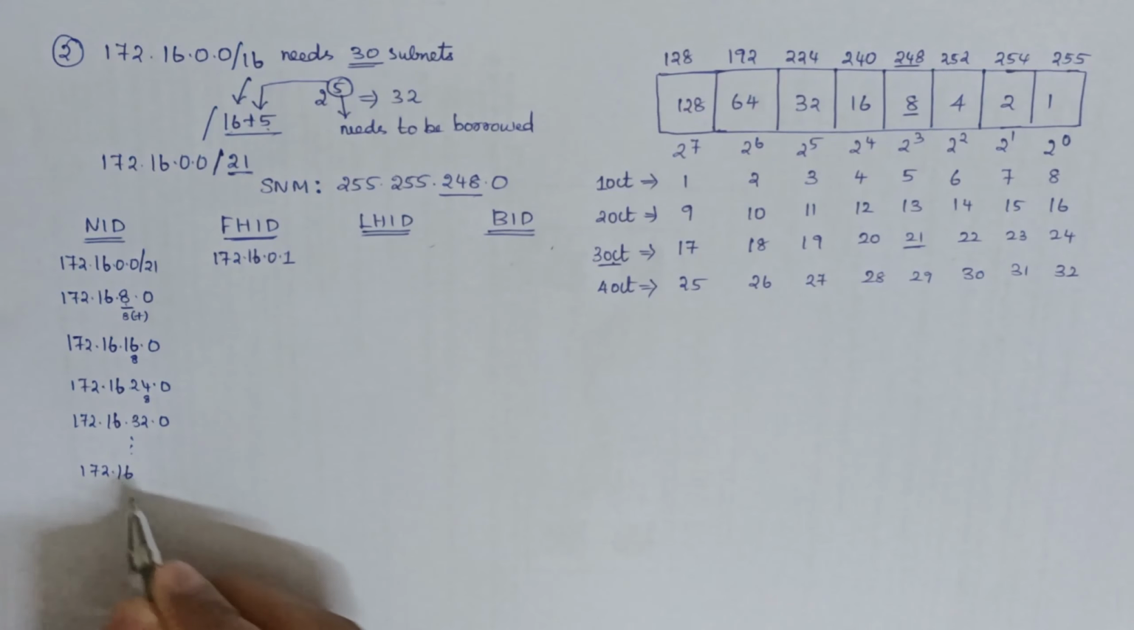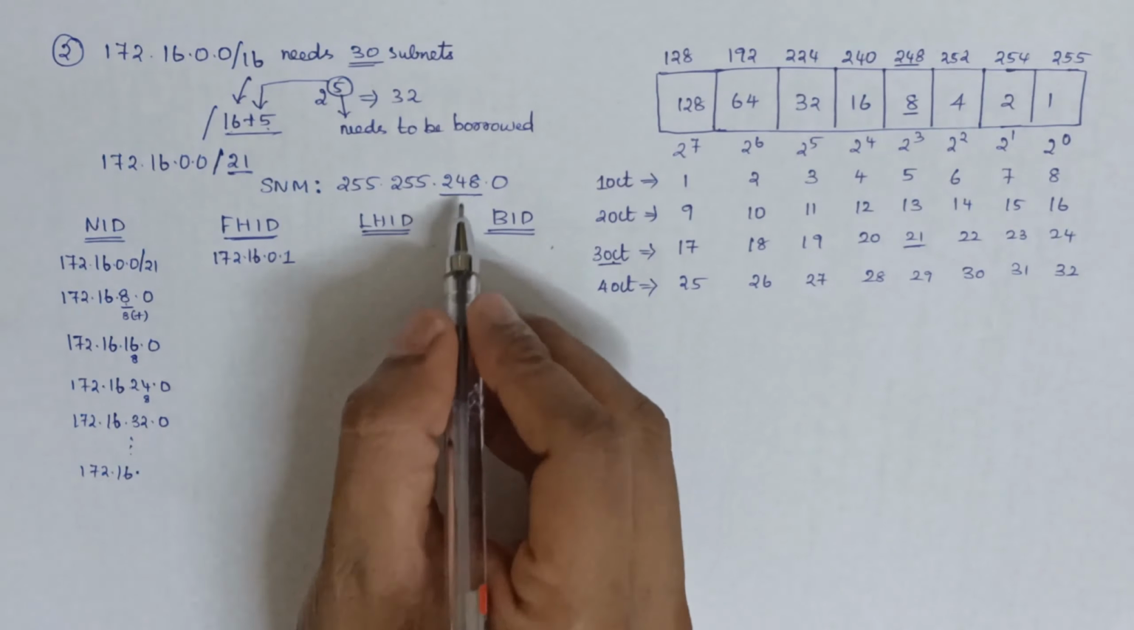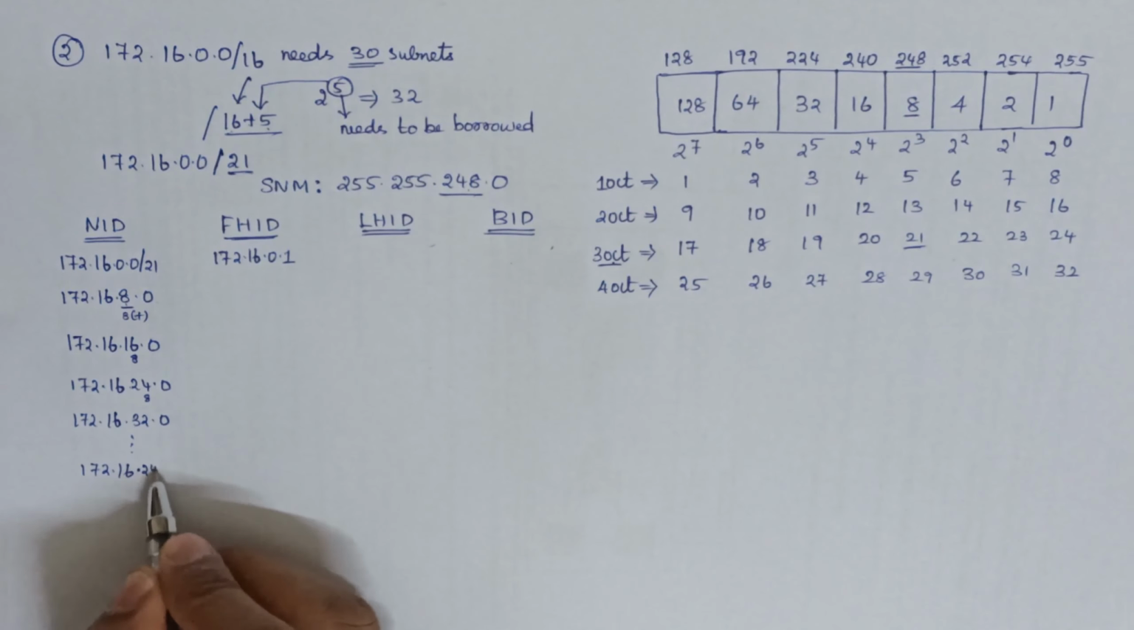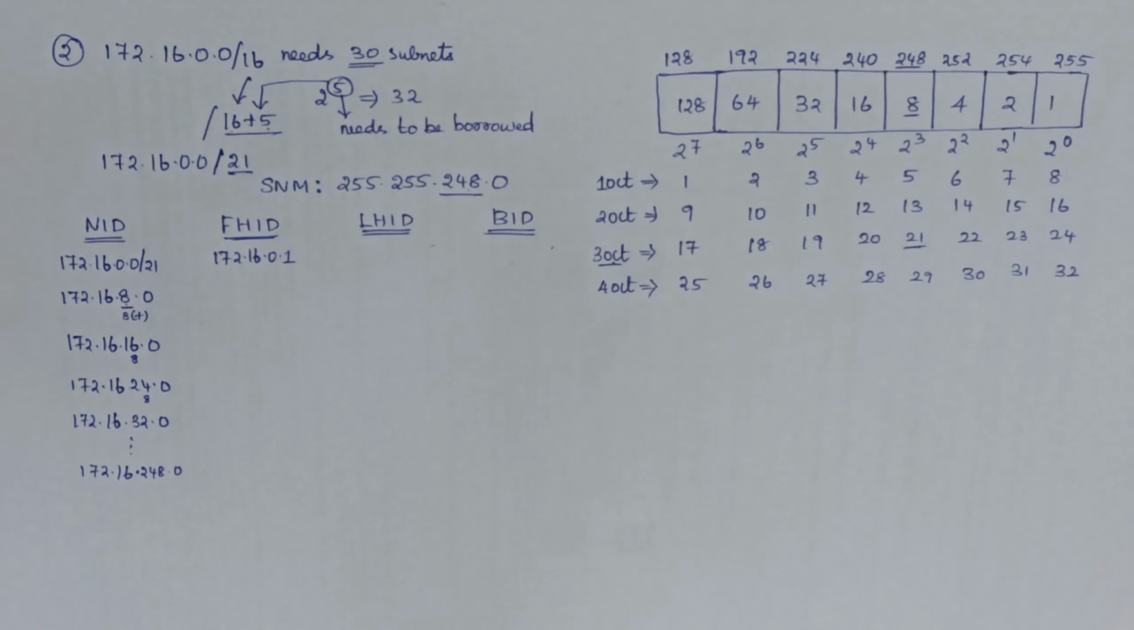172.16 point up to what? You can look at the subnet mask here. 248 is the limit. You can directly take it from there. So this is the last network ID.